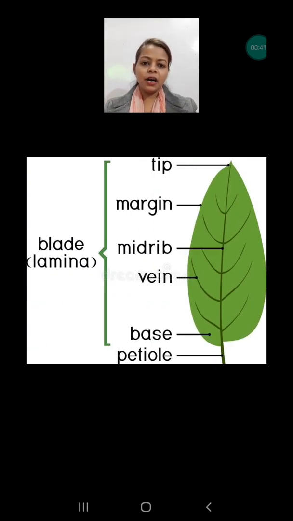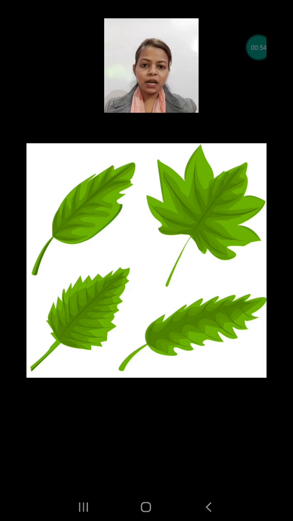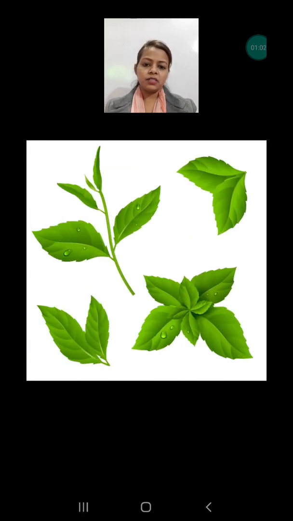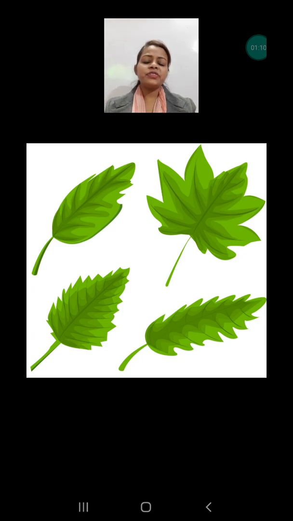Different parts of a leaf are tip, margin, midrib, vein, base and petiole, and the broad surface that you are seeing is the leaf blade or lamina. Before discussing these parts in detail, let's discuss the different shapes of the leaf. We are seeing different shapes of leaves around us. Some are very small, some are very big, some are in a bunch. Some look like a flower, some are very narrow, and some leaves have converted into spines. So why are they present in different shapes and what are the uses?